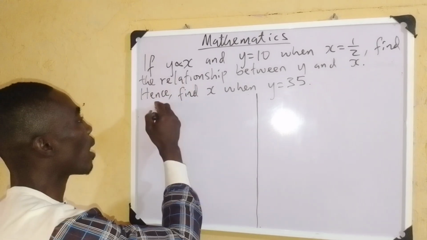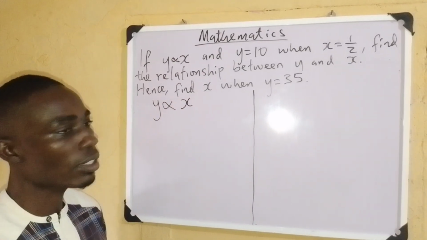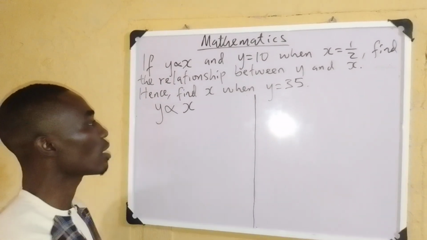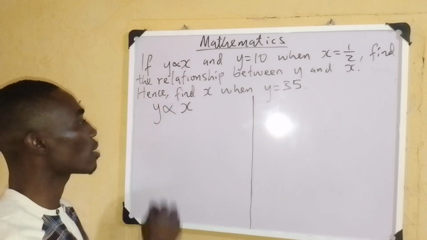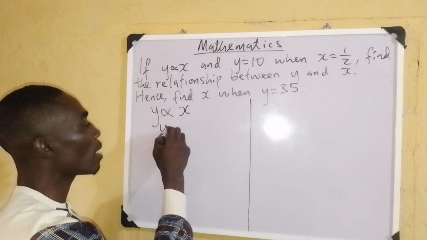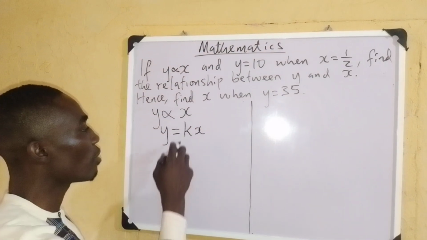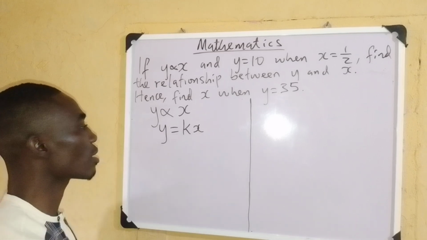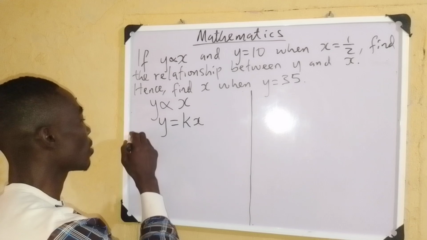And we are told that y is in direct variation with x. For us to solve this, we have to change this variation sign to equality sign. And once we change this variation sign to equality sign, we introduce a constant. So we now have y is equal to kx. We have introduced k, which was not in the question. So we have to find k.